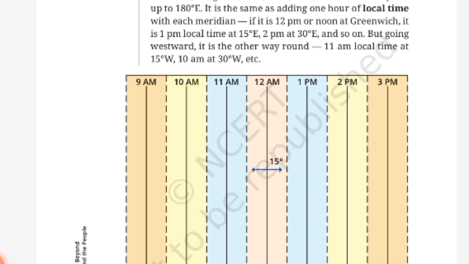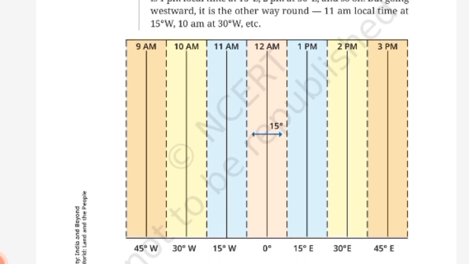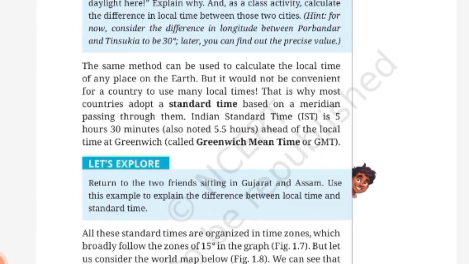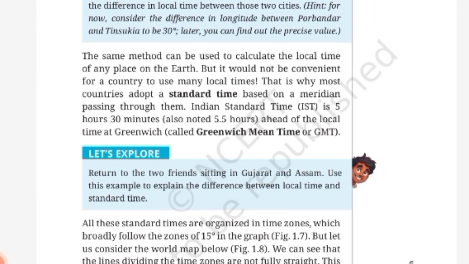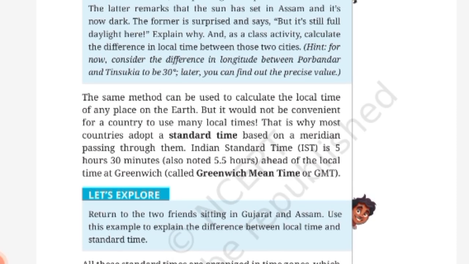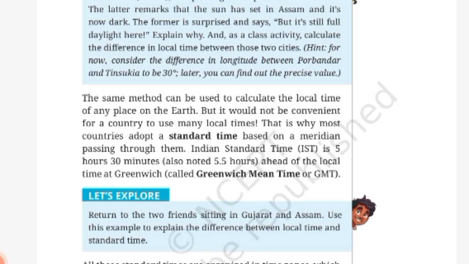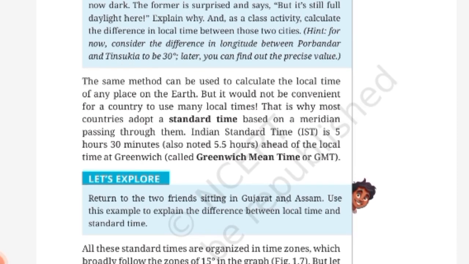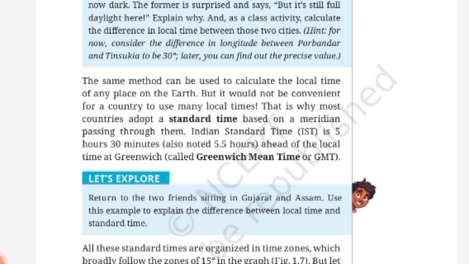But going westward, it is the other way around. 11 a.m. local time at 15 degree west, 10 a.m. at 30 degree west, etc. Here, the same method can be used to calculate the local time of any place on the earth, but it would not be convenient for a country to use many local times. That is why most countries adopt a standard time based on a meridian passing through them.